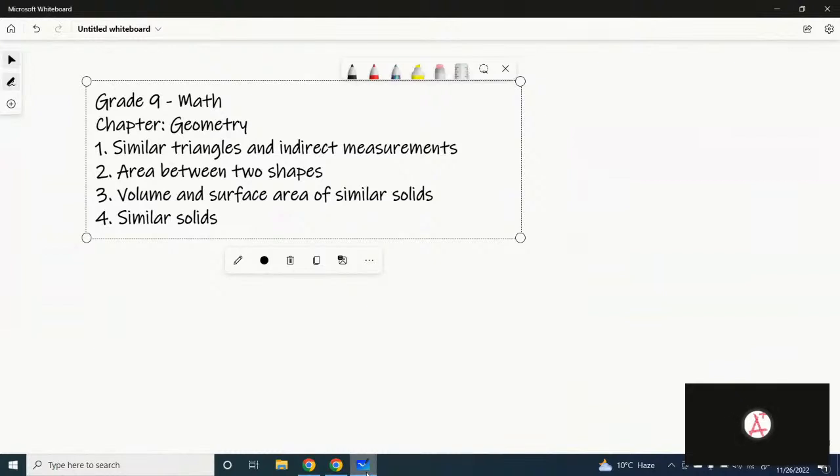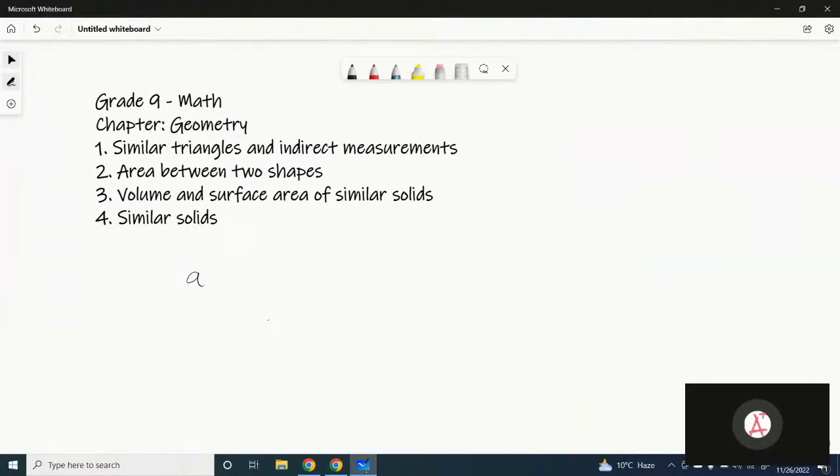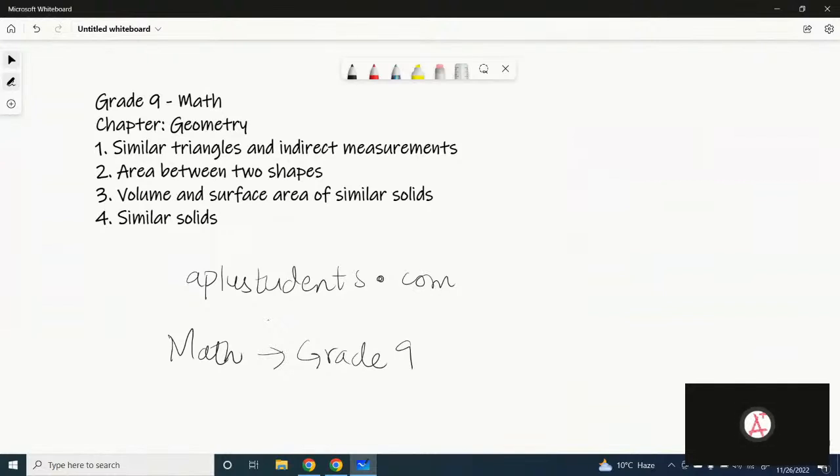So, we're going to start with grade 9 maths. You can find all the lessons on aplusstudents.com. You have to log in there using your email address and password as provided by the administrator. Then, you have to select math from the subject tab, scroll down to grade 9 maths, and there you can find a chapter that is named geometry.